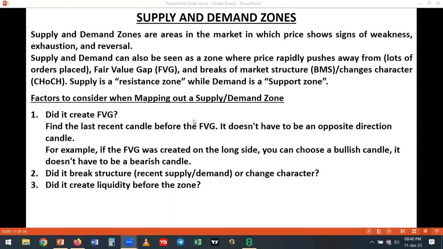All right. Did it break structure? Was there a break of structure, or a change of character? Then thirdly, did it create liquidity before the zone? Was there prior liquidity created before the zone? We're going to look at these three things listed here.